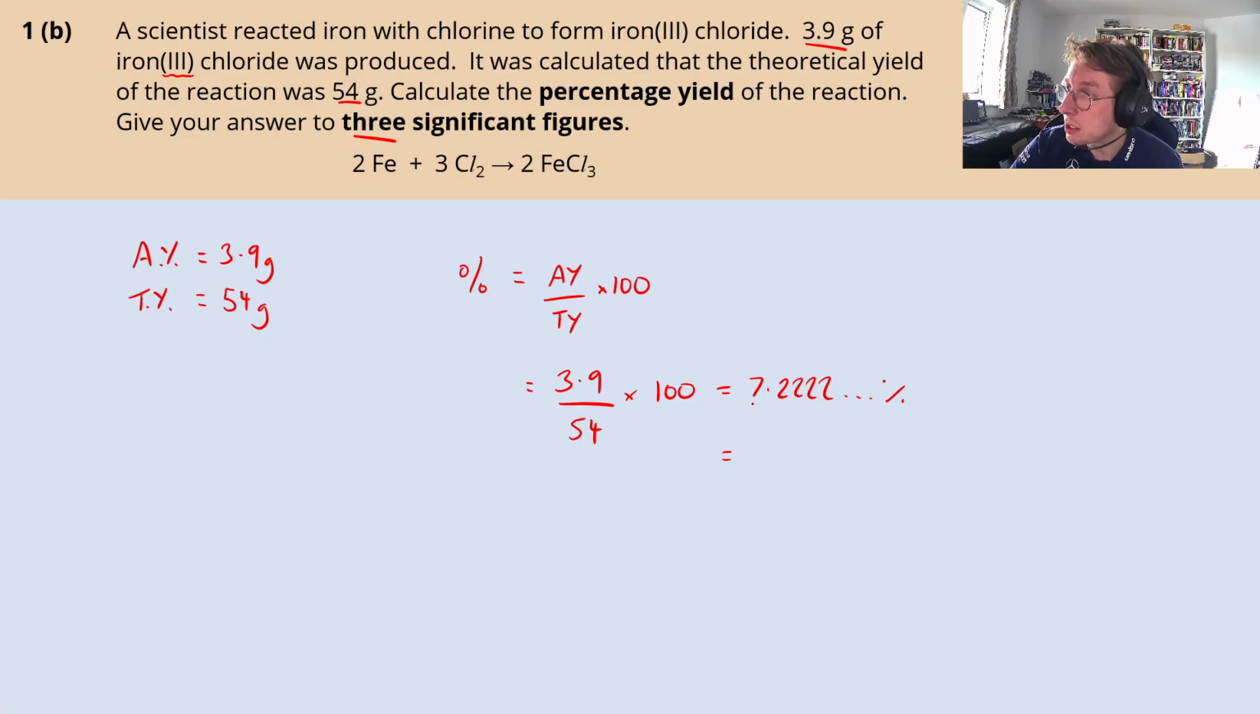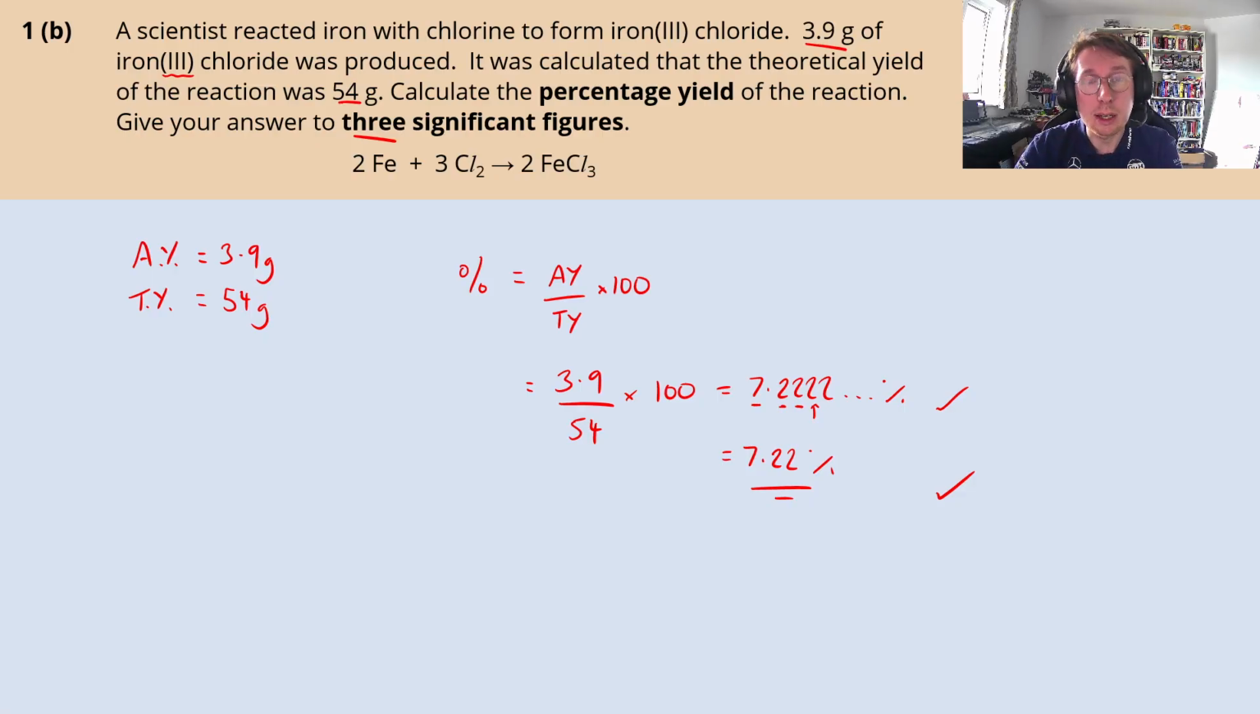So the first significant figure is the 7. The second significant figure is the 2 after the decimal point, and there's our third one, it's that 2 there. So what we need to do, look at the fourth digit, it's a 2, it's lower than 5, so therefore we're rounding down. So therefore, to 3 significant figures, the percentage yield is 7.22%. And the second mark, after getting the right value, is getting it to the right significant figures.